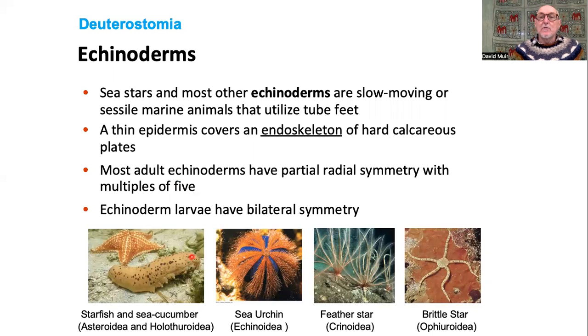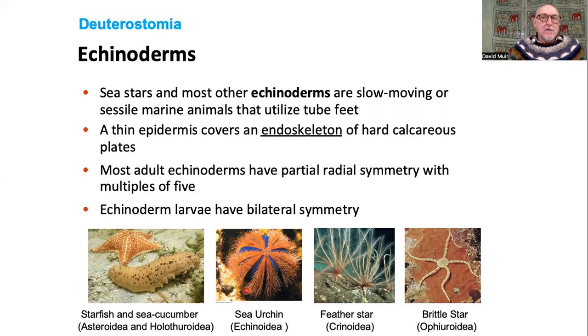First of all, most, you'll see, are built on a five-fold plan. 1, 2, 3, 4, 5. This is a sea urchin. 1, 2, 3, 4, 5. But it may be on multiples of 5. A pentamerous body plan. Second of all, they appear to be radially symmetrical.